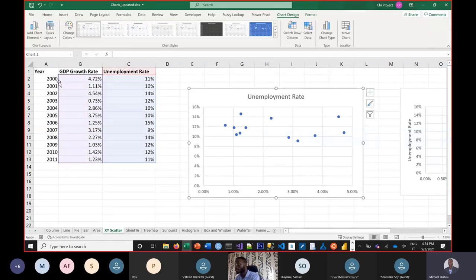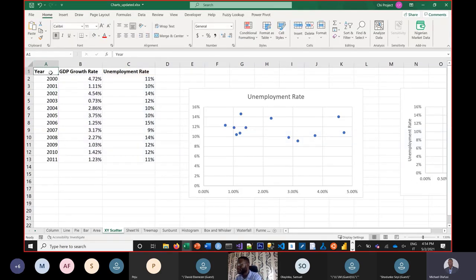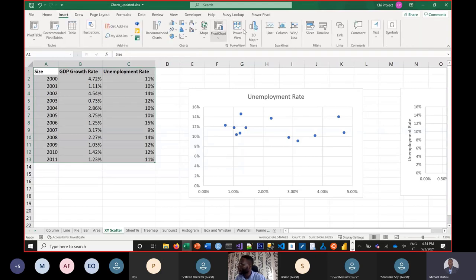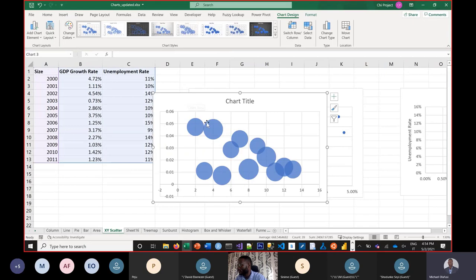Now, let's talk about bubble charts. Now, imagine that maybe this is like size. So bubble chart is this X and Y, right? But then allows you to capture a third component. And guess what that third component is? It is the size. The size.